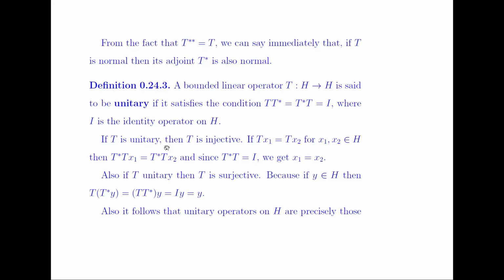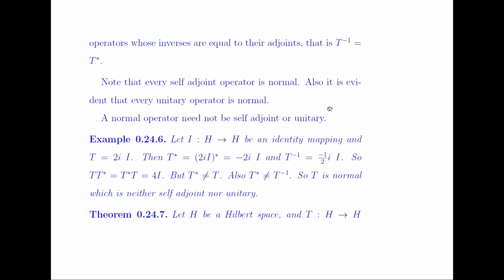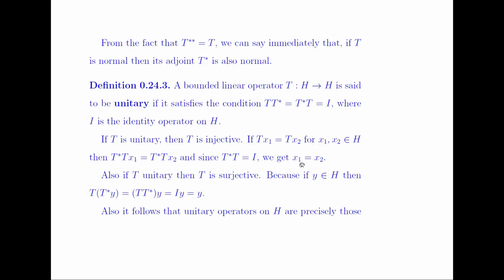You can say that if T is unitary, then T is injective. That is, if Tx1 is equal to Tx2 for x1, x2 belonging to the Hilbert space H, then T star Tx1 is equal to T star Tx2. And since it is given that T into T star is equal to T star into T is equal to identity, we can say that x1 is equal to x2. So we found that it is an injective mapping. Also, if T is unitary, then T is surjective, because if y belongs to H, then T into T star y is equal to T into T star into y, which is equal to I into y, which is equal to y.